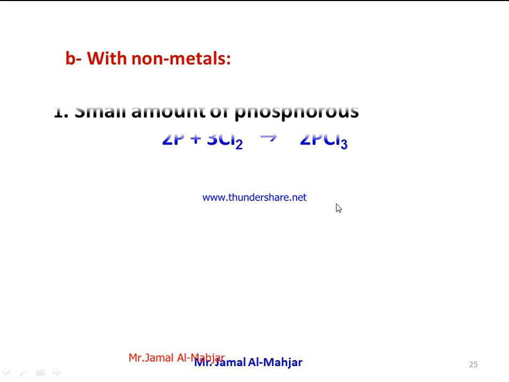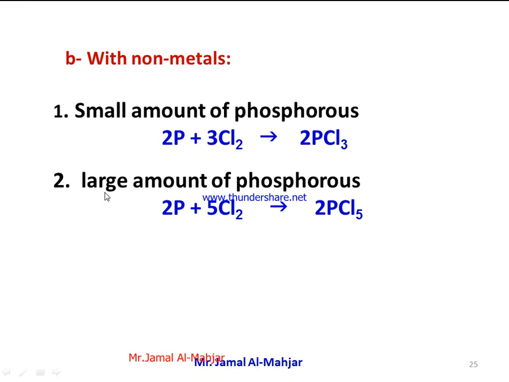With nonmetals, with phosphorus, we have to focus here. If you have a small amount of phosphorus, it gives us PCl3. But if you have a large amount of phosphorus, it gives us PCl5. Again, chlorine reacts with a small amount of phosphorus to give us PCl3. Chlorine reacts with a large amount of phosphorus to give us PCl5.